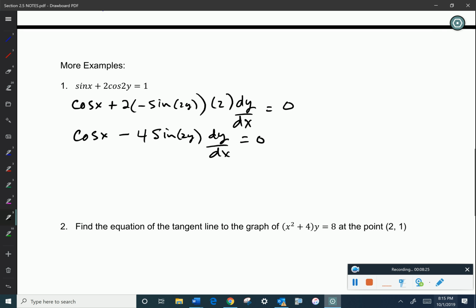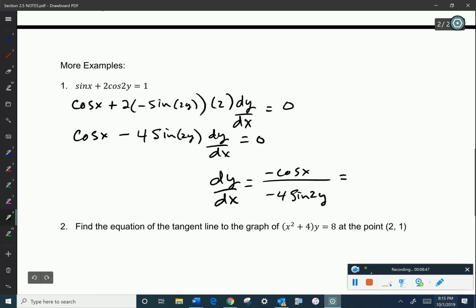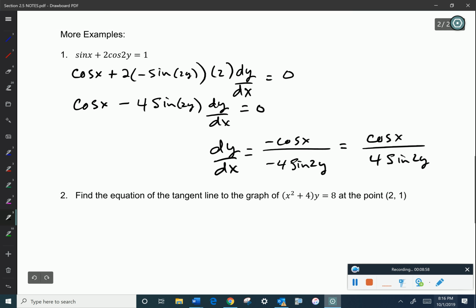Okay, so in order to solve for dy/dx, I think you can handle this. Not only am I going to subtract the cosine from the other side, but I'm also going to need to divide by this negative 4 sine 2y. And I could simplify, right? The negatives will cancel out, and I'm just going to have cosine x over 4 sine 2y. Okay, so that is my dy/dx.